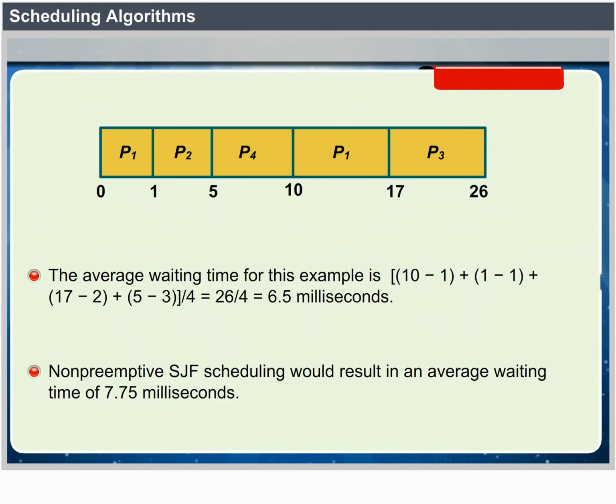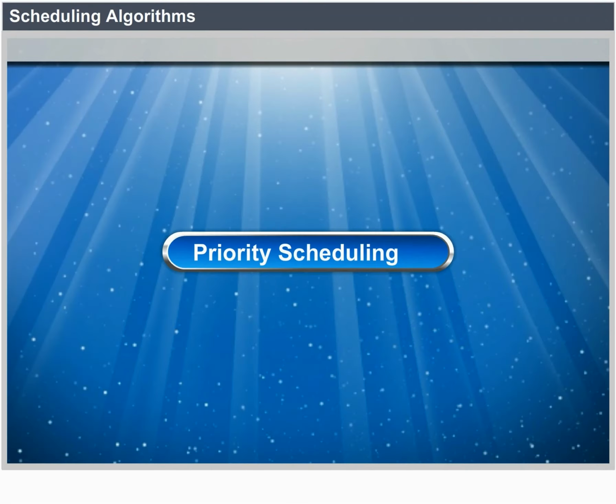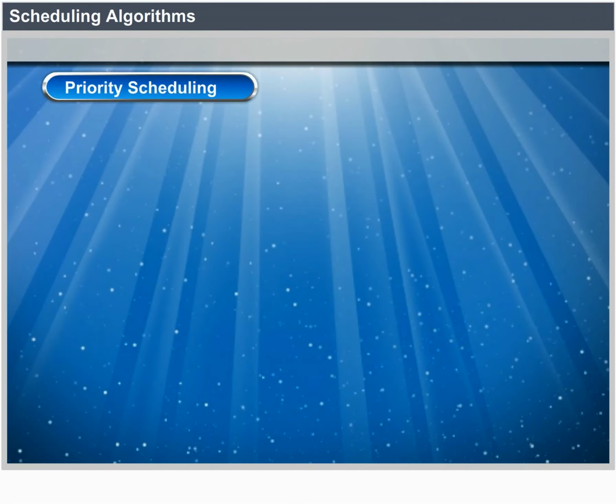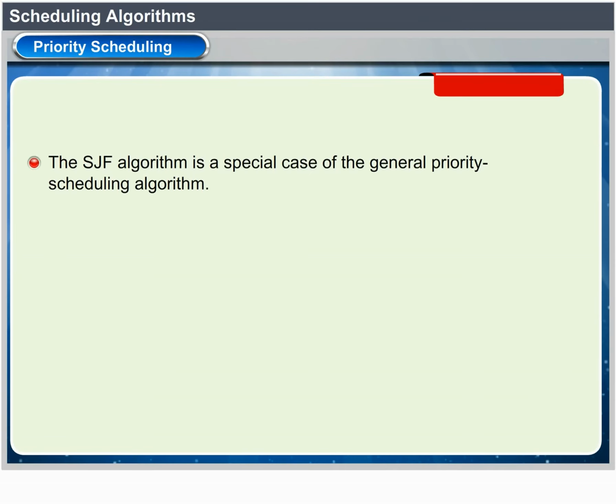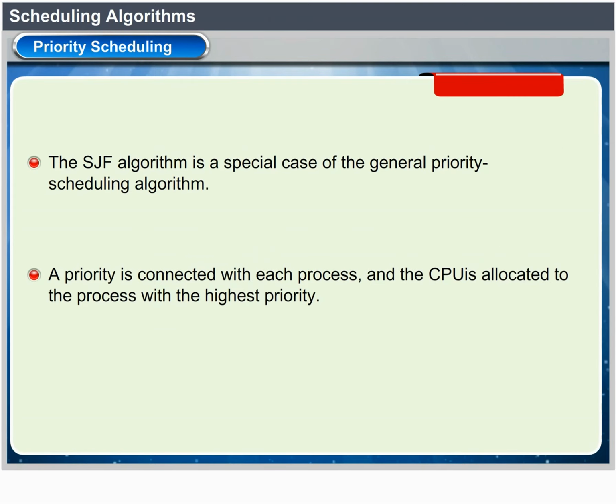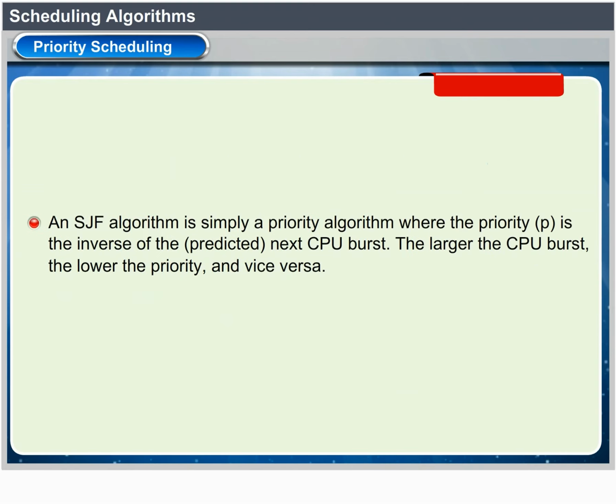Priority scheduling. The SJF algorithm is a special case of the general priority scheduling algorithm. A priority is associated with each process and the CPU is allocated to the process with the highest priority. Equal priority processes are scheduled in FCFS order. An SJF algorithm is simply a priority algorithm where the priority P is the inverse of the predicted next CPU burst. The larger the CPU burst, the lower the priority, and vice versa.